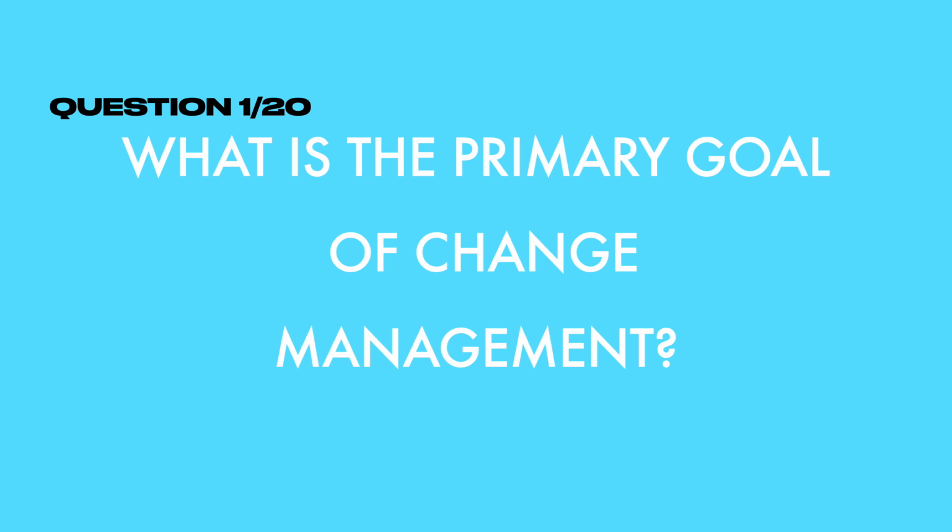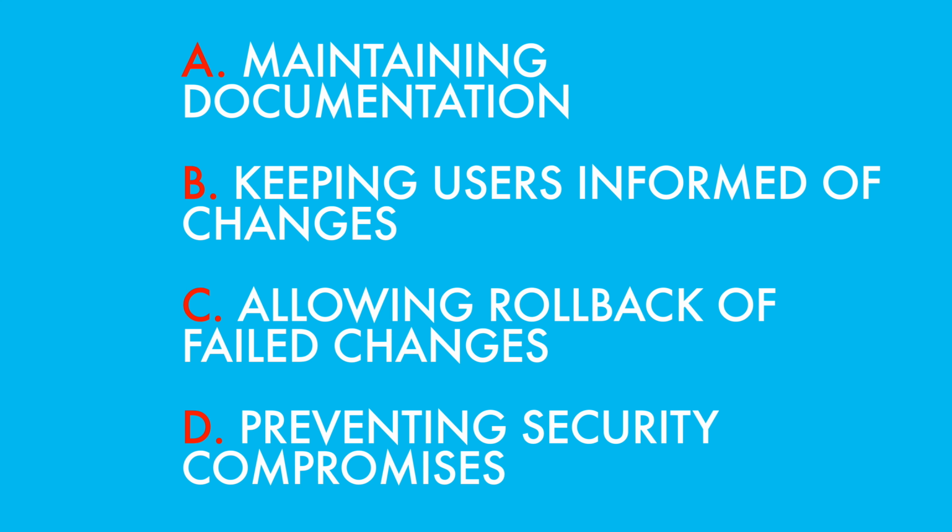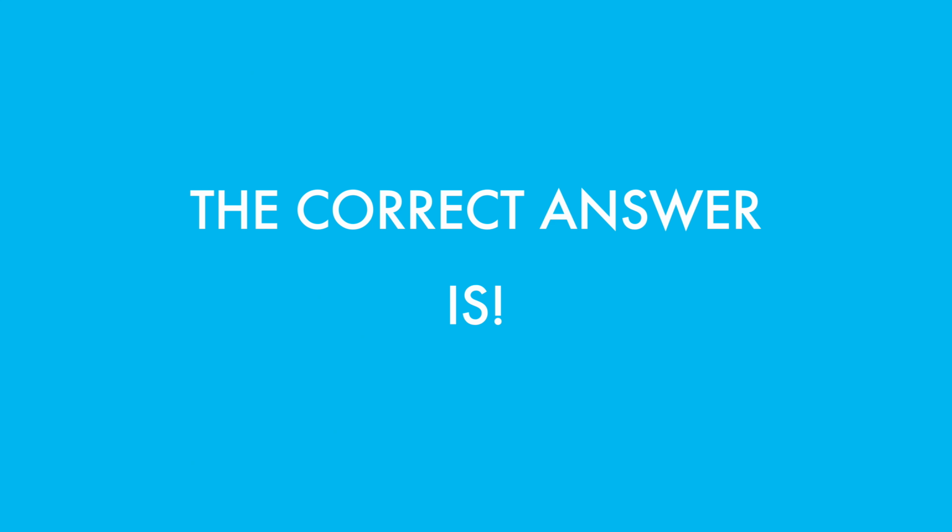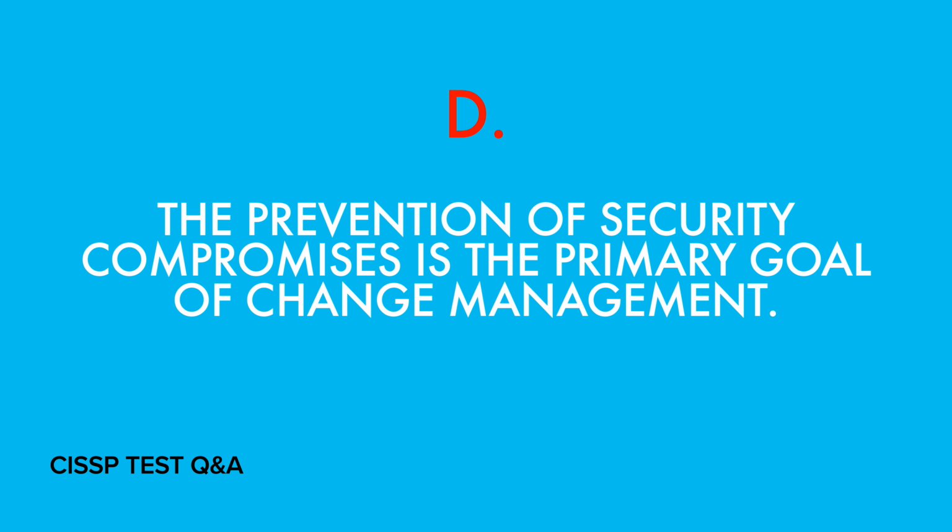Question 1 of 20. What is the primary goal of change management? A. Maintaining documentation. B. Keeping users informed of changes. C. Allowing rollback of failed changes. D. Preventing security compromises. The correct answer is D. The prevention of security compromises is the primary goal of change management.